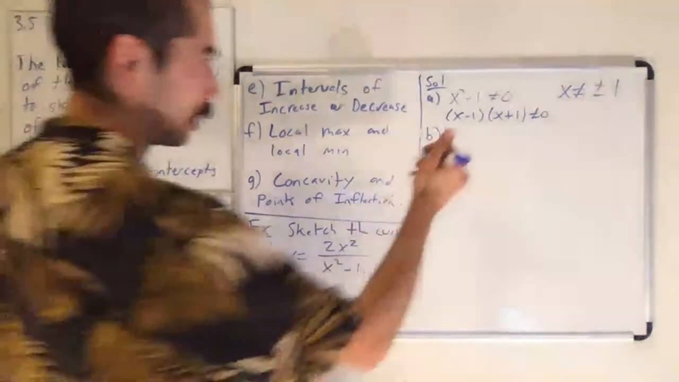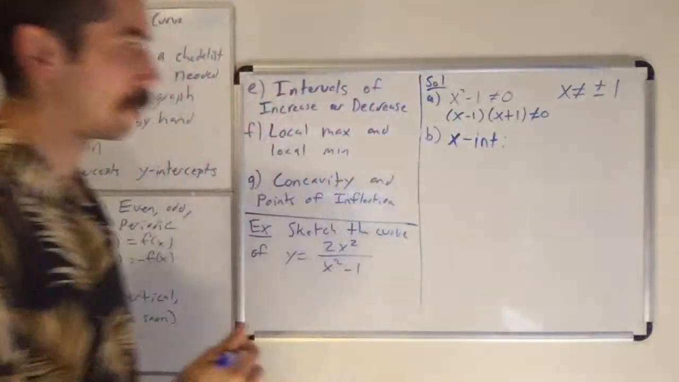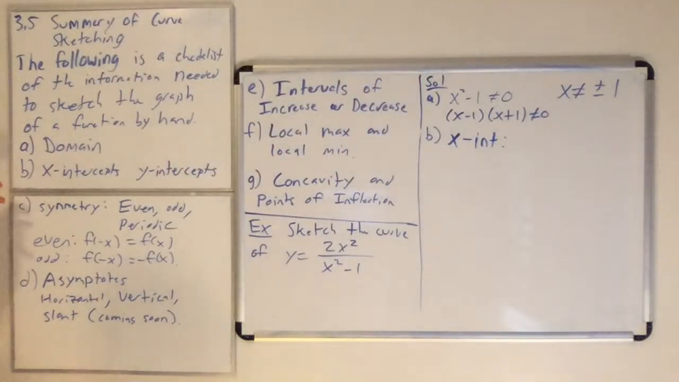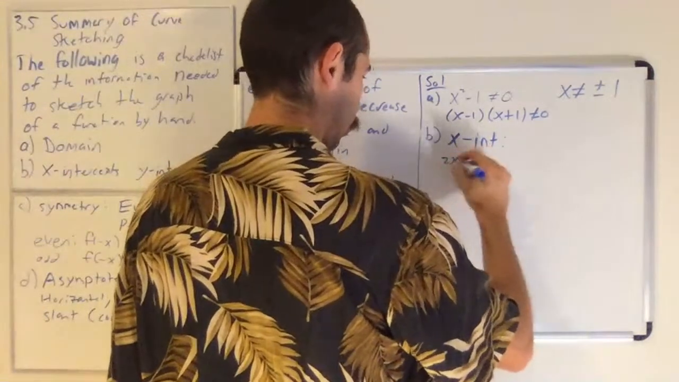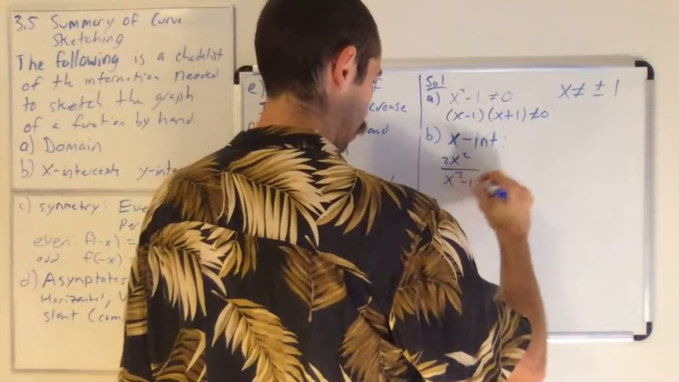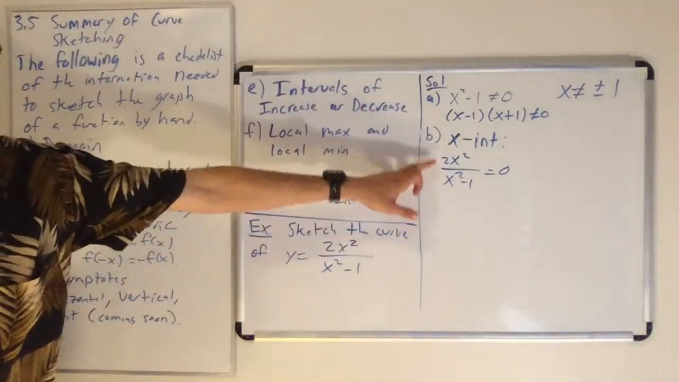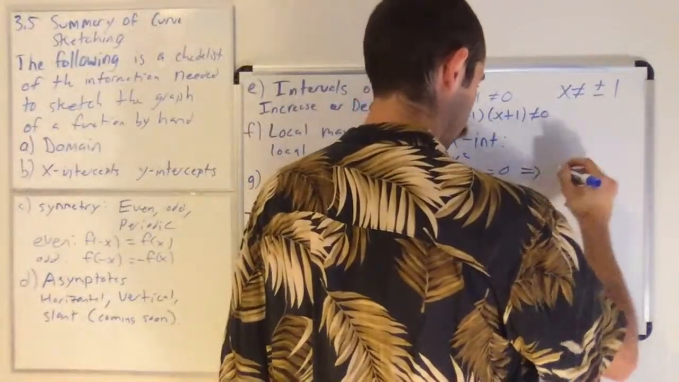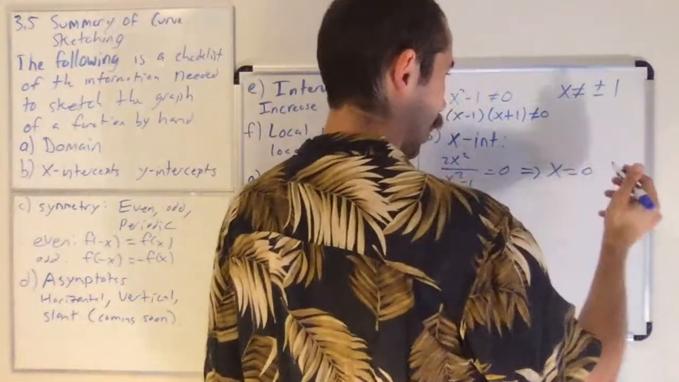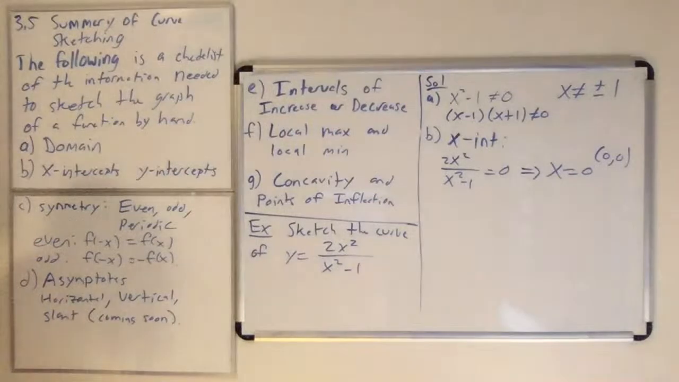X intercepts. Okay, these are easier. So for the x-intercept, we want to just set our function equal to 0 and solve. When does this happen? It happens when our numerator is equal to 0. So we have the point (0, 0) as our x-intercept.